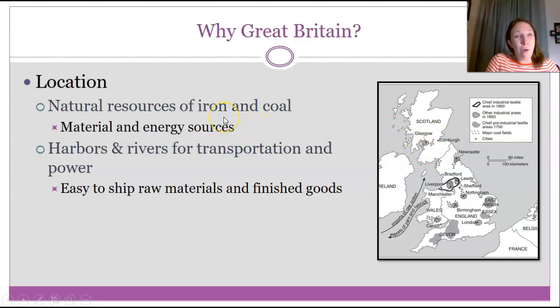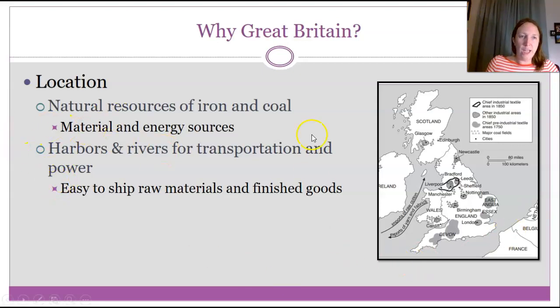And the deal with iron and coal is both of those were really important material and energy sources. Coal could burn really, really hot, fueling some of the machines that were being developed, and iron was a material used to build these machines and build the factories themselves and build tools and build things like trains and steamboats.